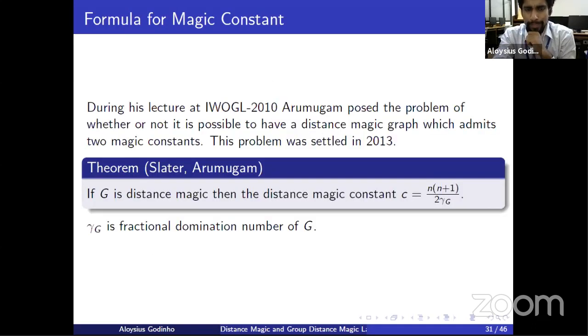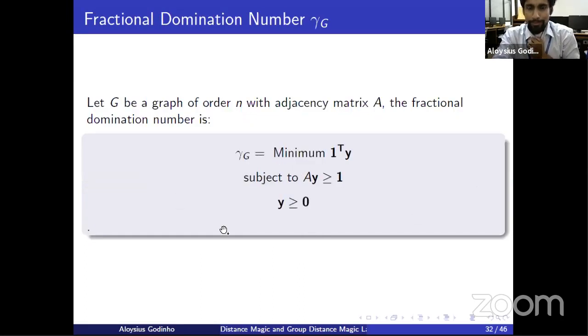We've also obtained the formula for the magic constant. The first formula, for the normal magic labeling, was obtained by Arumugam and Slater. It shows that if G is a distance magic graph, then the magic constant is given by n times n plus 1 by 2 times the fractional total domination number of the graph. The fractional domination number is given by this formula. It's a linear programming problem where the minimum is over 1 transpose times y, where 1 is a vector of all ones, subject to A times y.